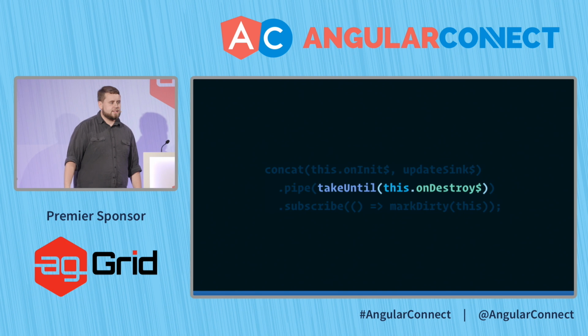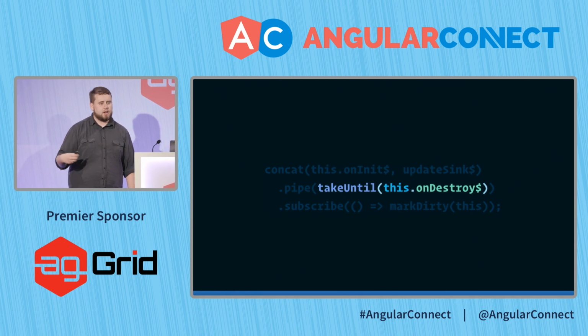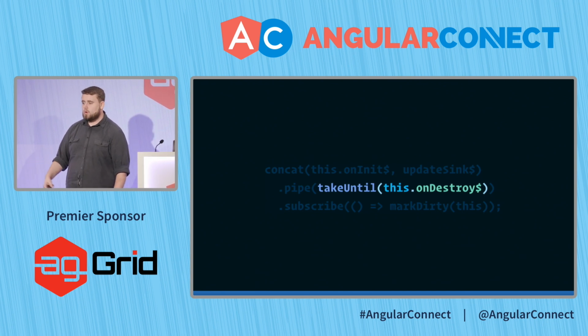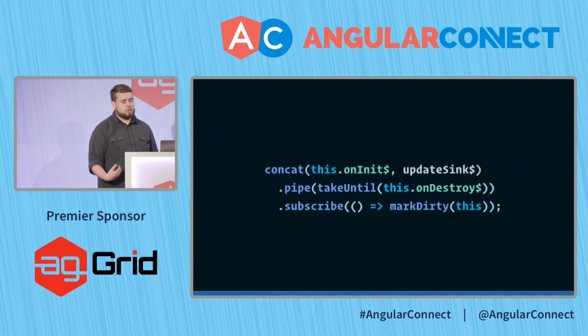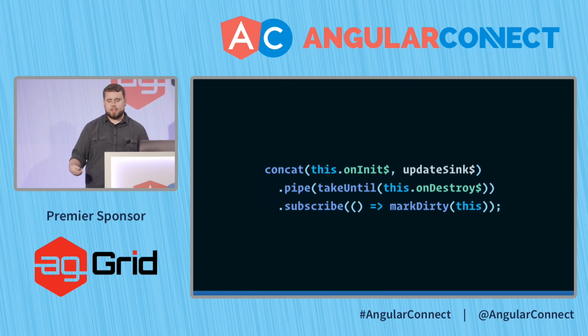Then I'm going to use the takeUntil operator on it, and I'm going to pass in the on-destroy lifecycle hook that I've created. This means that the subscription will be automatically cleaned up for me when this component is destroyed. Finally, I'm going to subscribe to this observable, and I'm going to mark the instance as dirty.